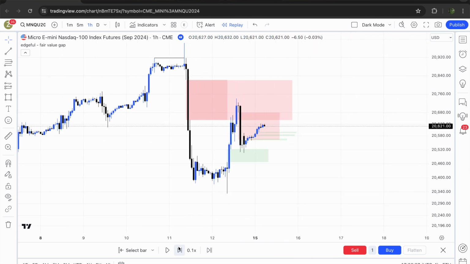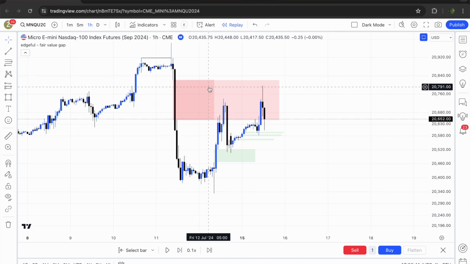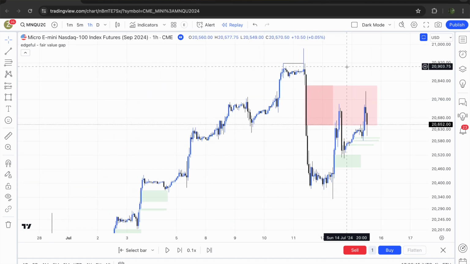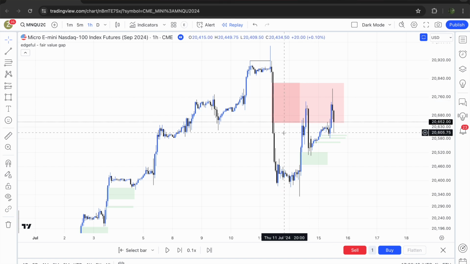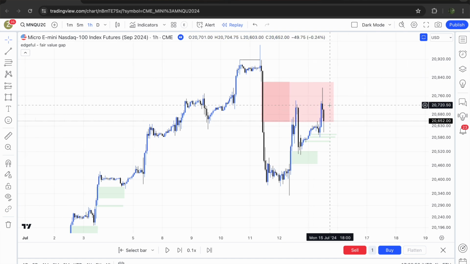I believe we have another tap back up into the gap to fill more space. So we've basically filled most of this gap, but we have not closed above it, meaning that this fair value gap, number 1, served as a draw on liquidity for the market to trade up into to fill the open space, and number 2, it's now acting as resistance.